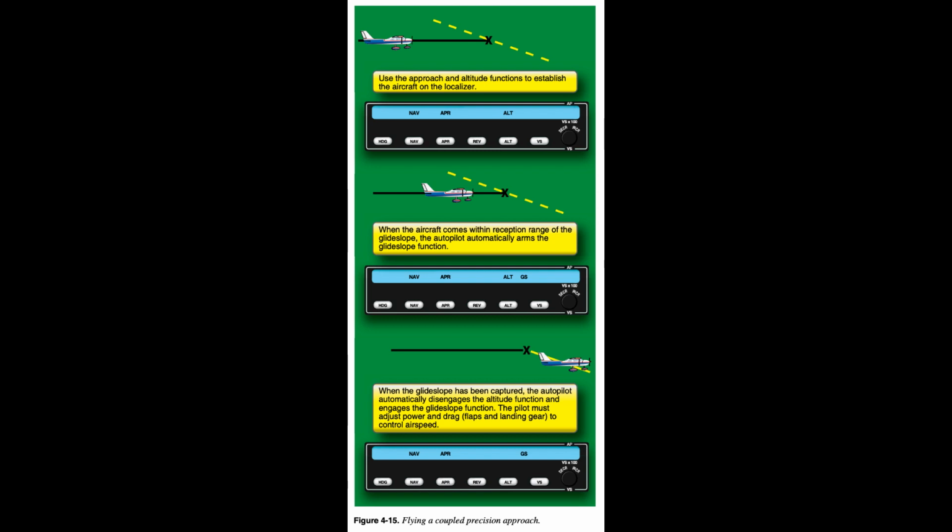RNAV approaches with vertical guidance. Coupled RNAV approaches with vertical guidance work in the same way as coupled ILS approaches. Lateral and vertical guidance commands are generated by the FMS/NAV and sent to the FD/autopilot. The same approach and glide slope functions of the autopilot are used in the same way to carry out the lateral and vertical guidance and control of the aircraft.